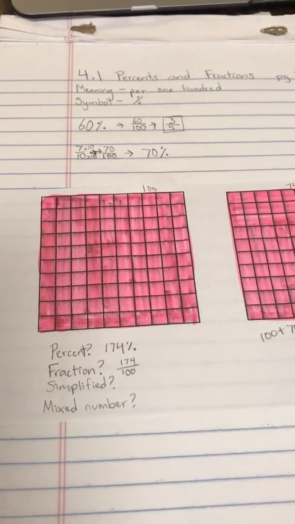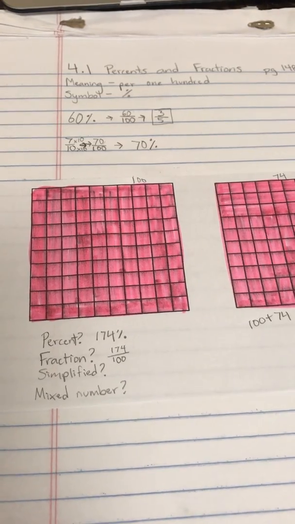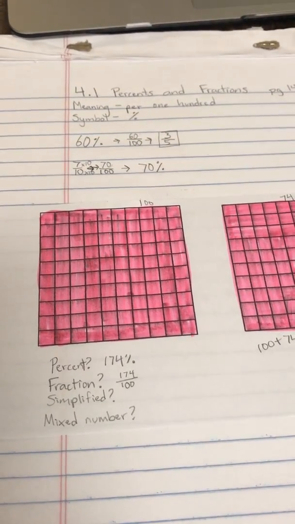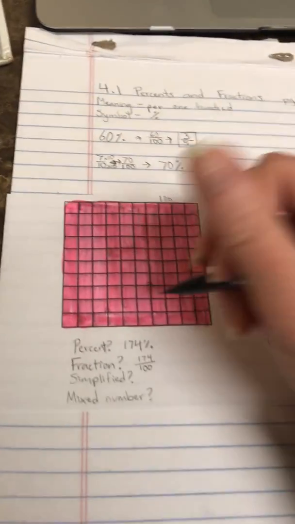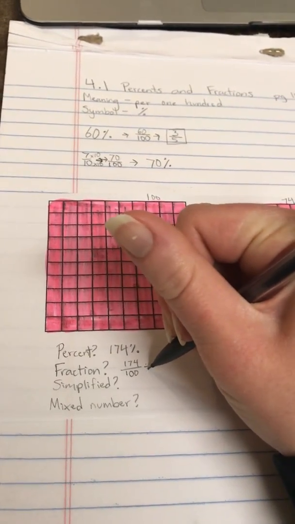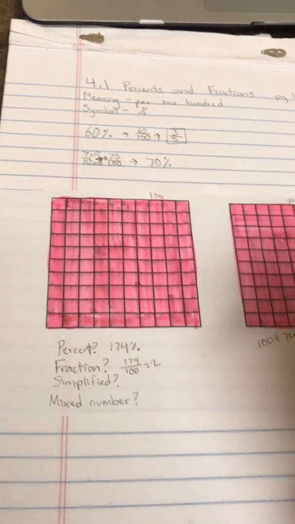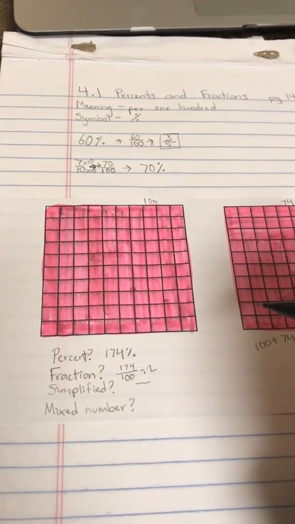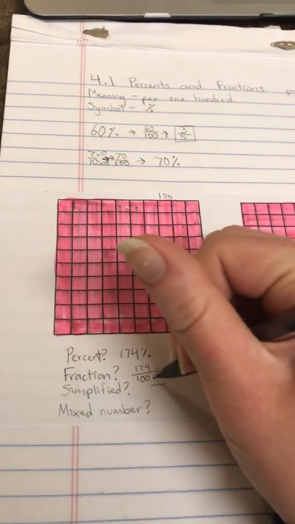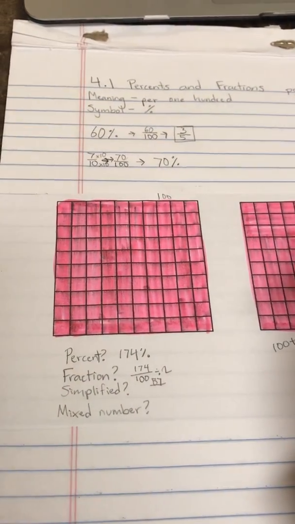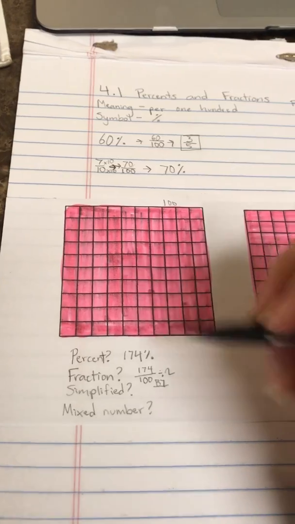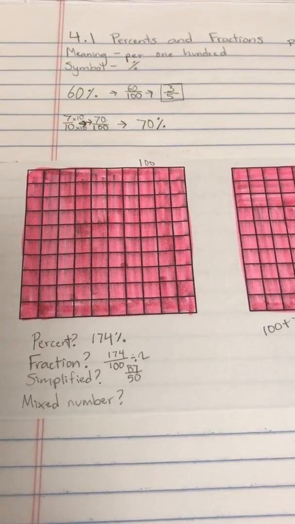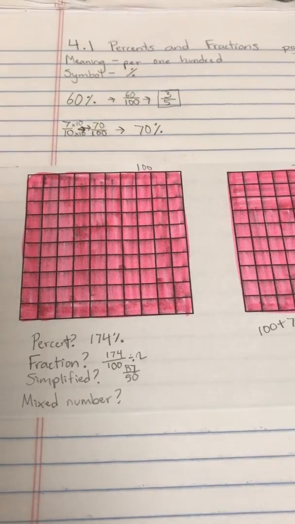But guys, we cannot leave it there, okay? We do have to simplify it down, all right? So what we can do first is, to find our GCF, it's 2. Both of them can be divided by 2, okay? So 174 divided by 2 is going to give you 87. Now 100 divided by 2 is going to give you 50. So our simplified fraction is 87/50, okay?